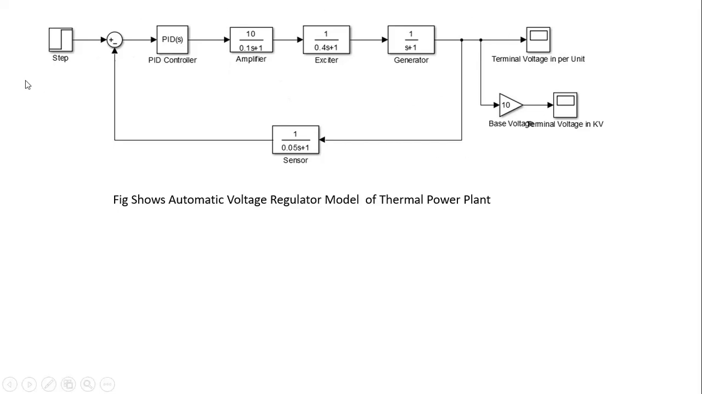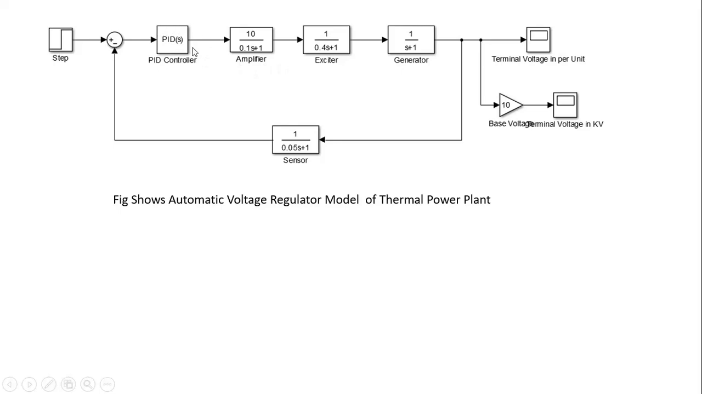Now how can we do that? We have to make this model in the Simulink window. This is the input, this is the output, and these are transfer functions. This transfer function is for the amplifier. There are different devices in a voltage regulator, like amplifier, exciter, generator, sensors and all. Remember, the sensor is always in the feedback path, and these are connected one to one.